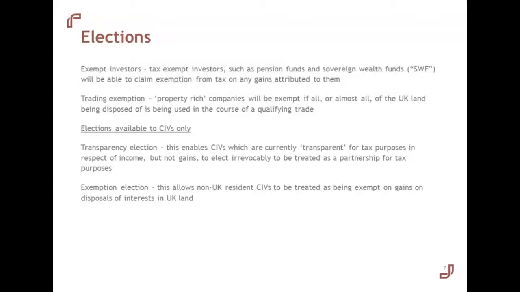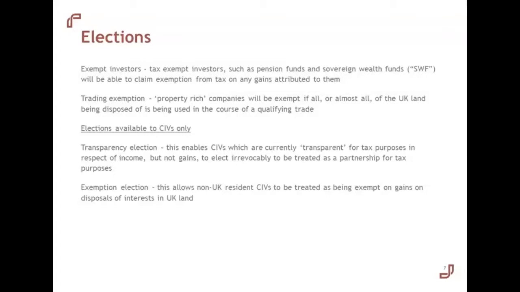Now, this is a new exemption that came in from November from the consultation that was submitted, and we understand that HMRC consider it sufficient for the qualifying trade to be carried on by a connected company within the UK property rich company. So the property and the business don't need to be in the same entity. They can just be within connected parties, so within the same group.